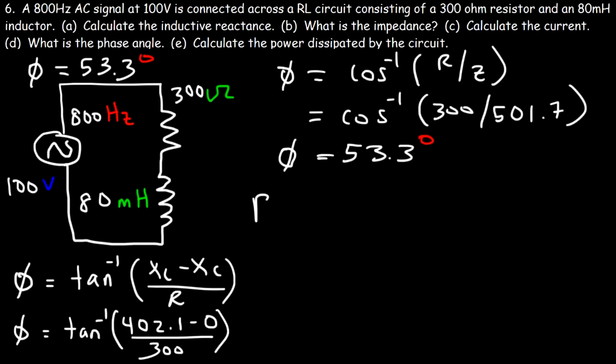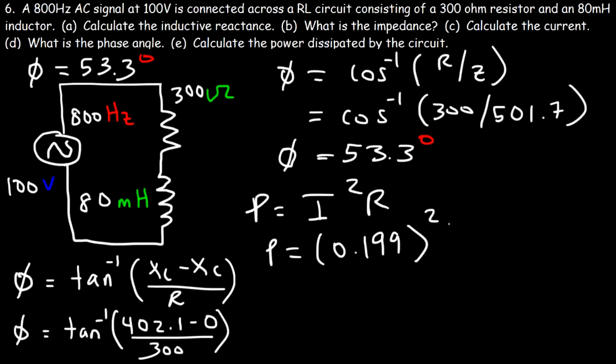A simple way to do that is to use this equation. It's I squared times R. So we know that the current is 0.199 amps and the resistance is 300 ohms. So 0.199 squared times 300, that's about 11.9 watts. So that's the power dissipated by the circuit.